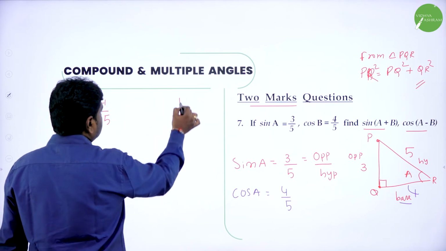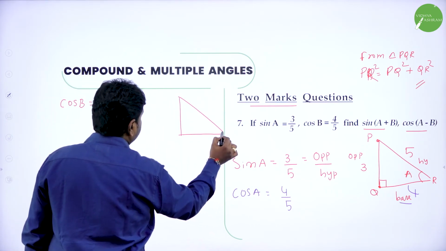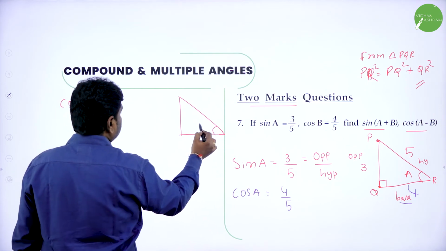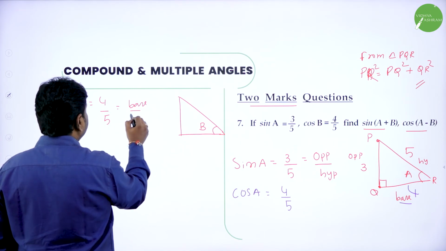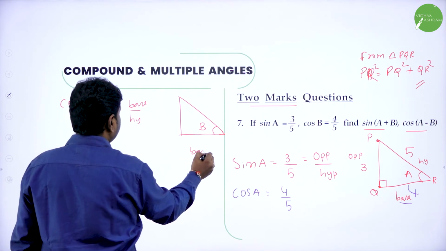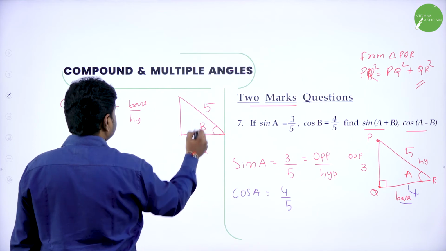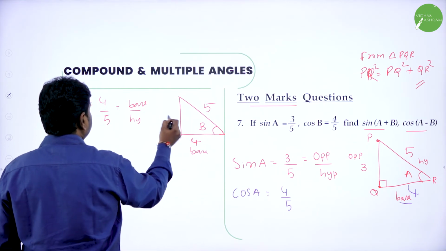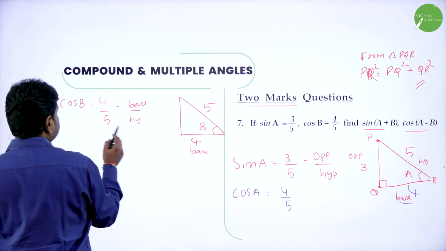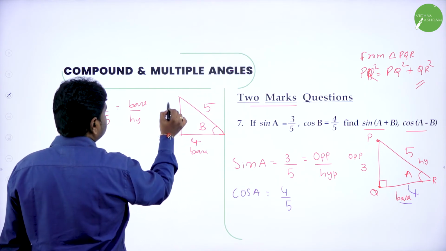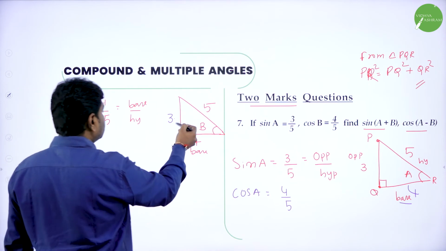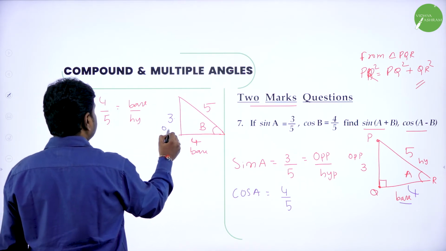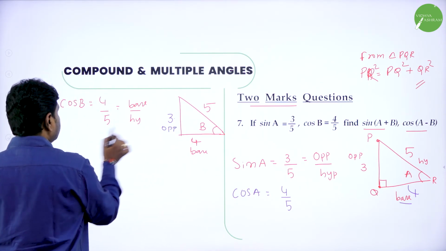Construct a triangle, and we call the angle B because they gave B here. And what is cos? Base by hypotenuse. So base means this. Base is how much? 4. Hypotenuse is 5. What is the missing number? The missing number is this side, the opposite side. 4, 5 is there, missing number is 3. 3, 4, 5 are Pythagorean triplets. So 4, 5 is there, 3 is not given. Fill the other side as 3. This is the opposite side. Now we got the opposite. From this you can write sin B.